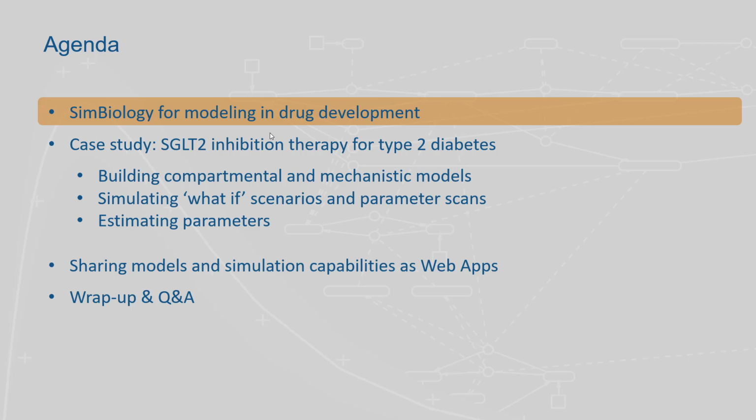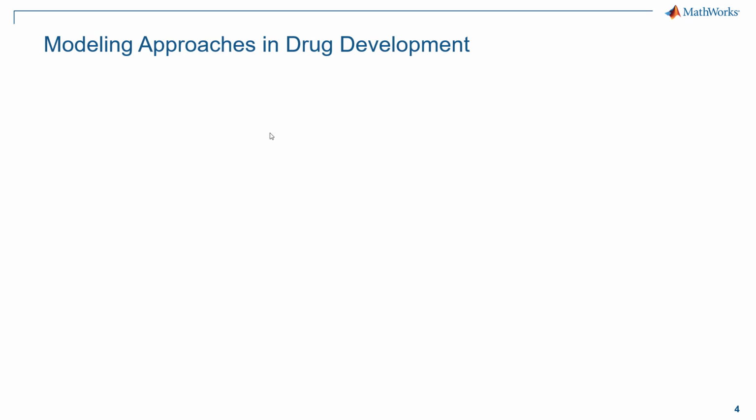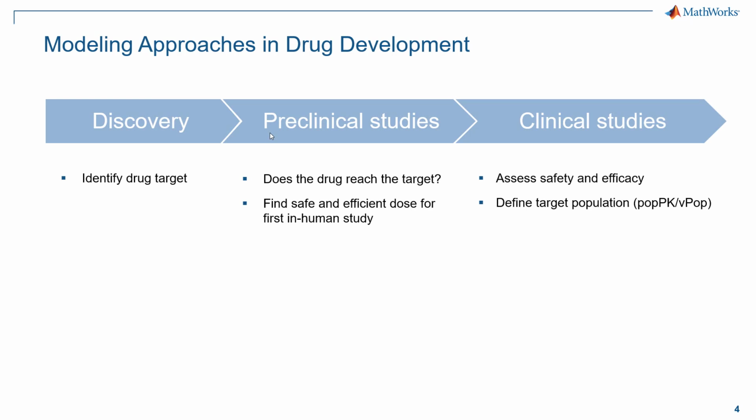So SimBiology is used in drug development, and I think it's important to understand how the different modeling approaches are being used in drug development and how that coincides with the drug development milestones. So generally, we can consider there are three major milestones: the discovery phase, where we identify the drug target. Once we have identified a target, we move to preclinical studies, where we try to understand, does the drug reach the target, and can we find a dose that is a suitable dose for the first in human studies. So then we are in the clinical studies, where we assess the safety and efficacy of the drug and also define the target population.